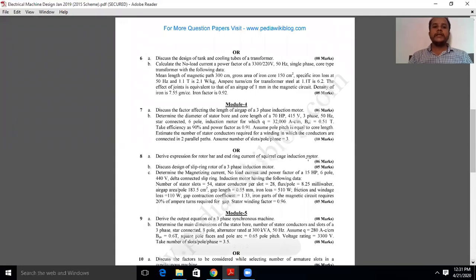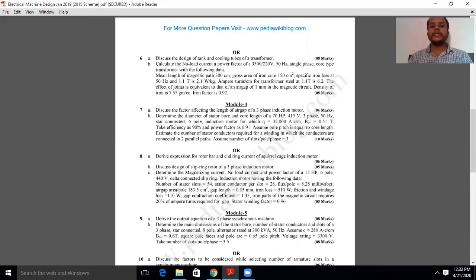Now, in this thing, again, discuss the design of tank and cooling tubes of a transformer. So in this case, we need to derive or we have to explain something about the design of tank, how the design of the tank should be, and the cooling tubes of a transformer. That is the NT equation. Then calculate no load current of a transformer. Whatever the no load current we have derived with the following data.